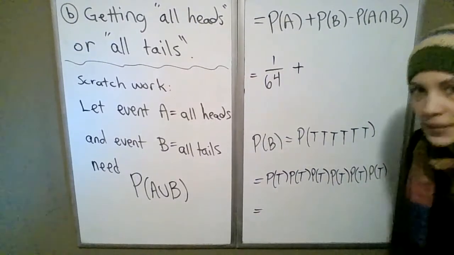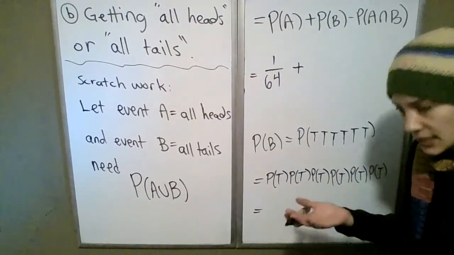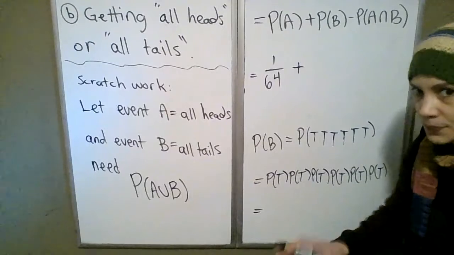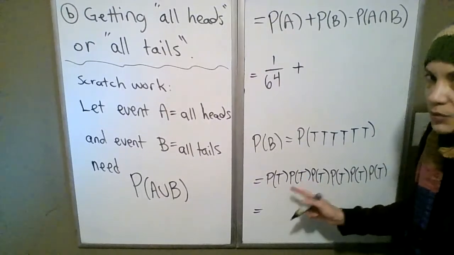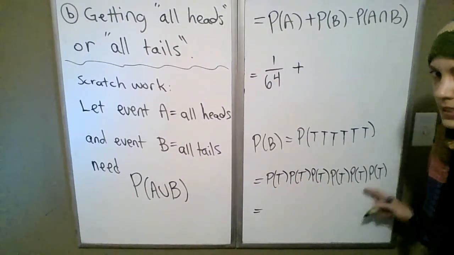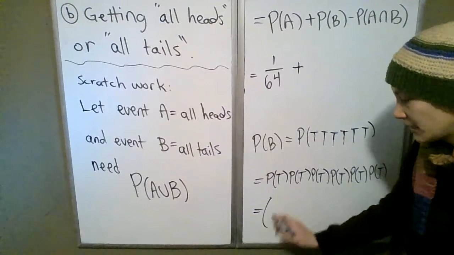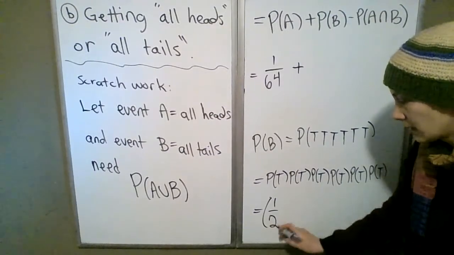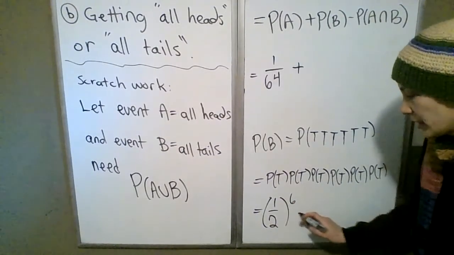Okay, but it's a fair coin. So the chance of getting heads is the exact same as the chance of getting tails. It happens half the time. You're multiplying 1/2 with itself 6 times. So it's another 1/2 to the 6th. Or 1/64.